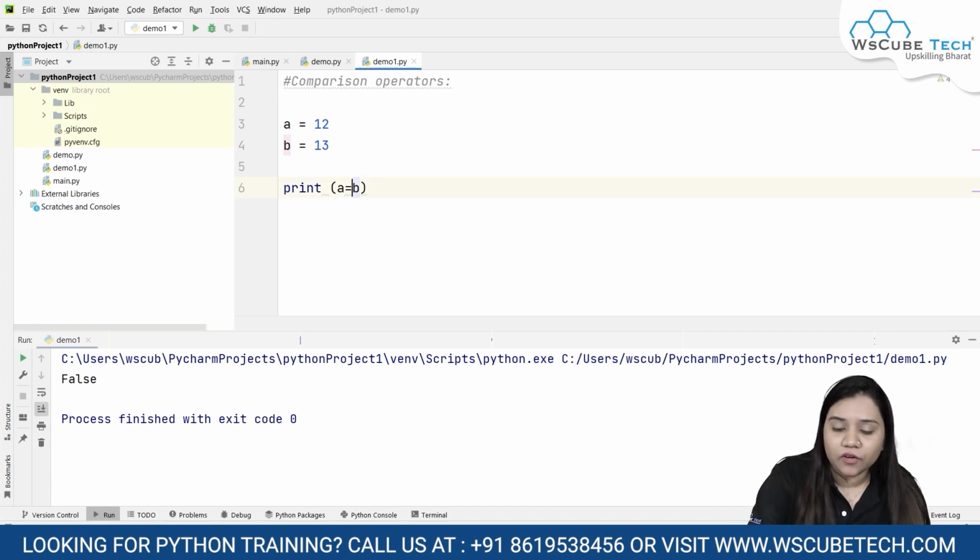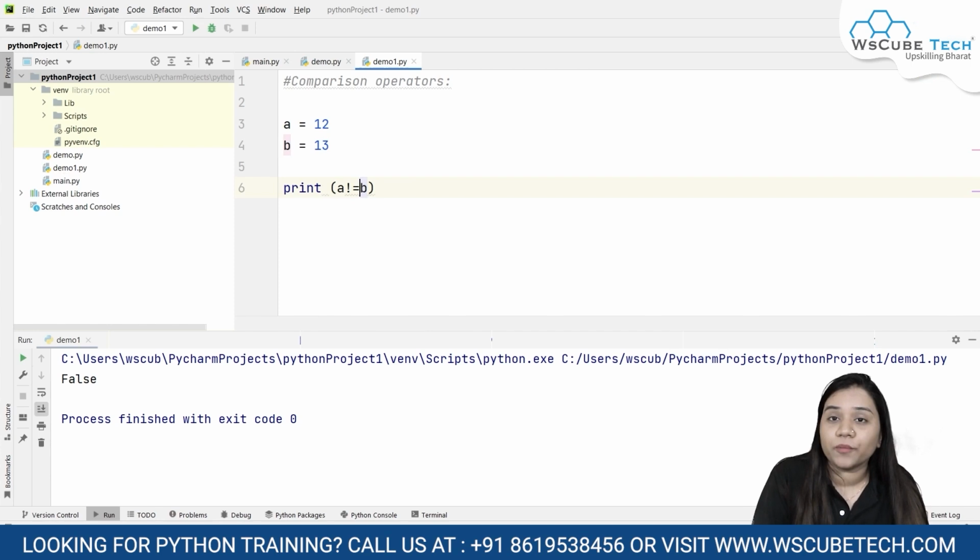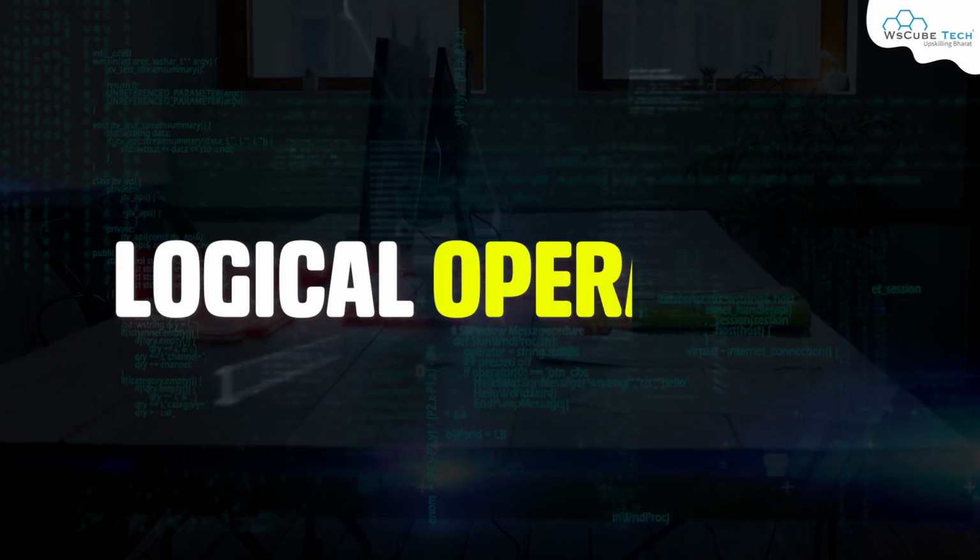Similarly, we will be using our not equal sign. For the not equal sign, all you need to do is put an exclamation mark followed by an equal to sign. So we will be checking if A is not equal to B. So yes, A is not equal to B. That's why it's giving us True. As we can clearly see, A's value is 12 and B's value is 13 and they are not equal to each other.